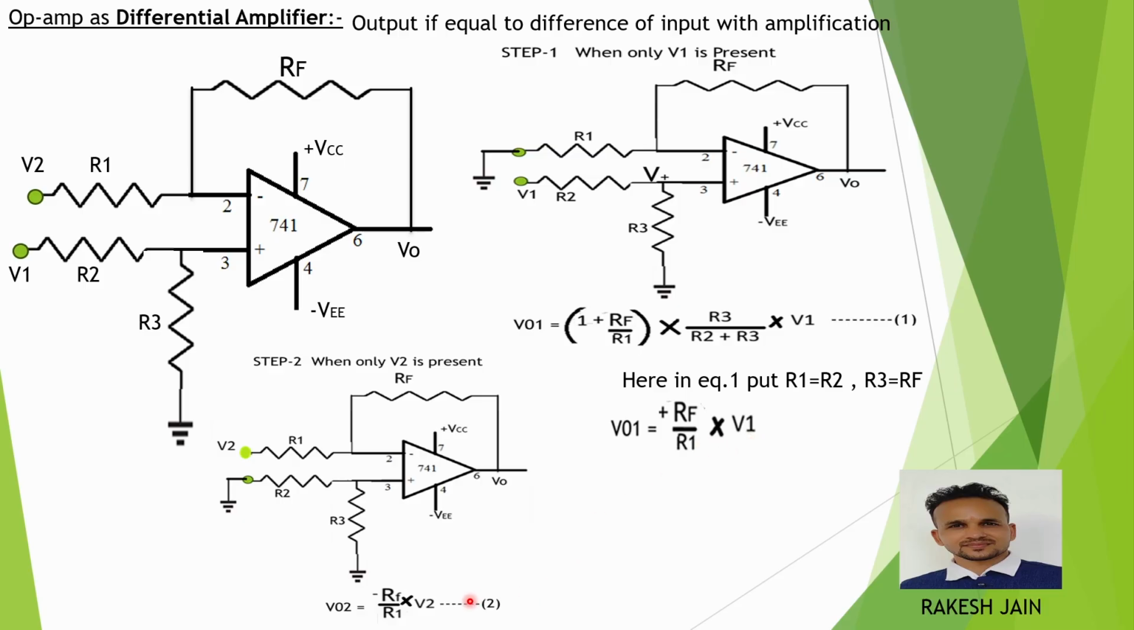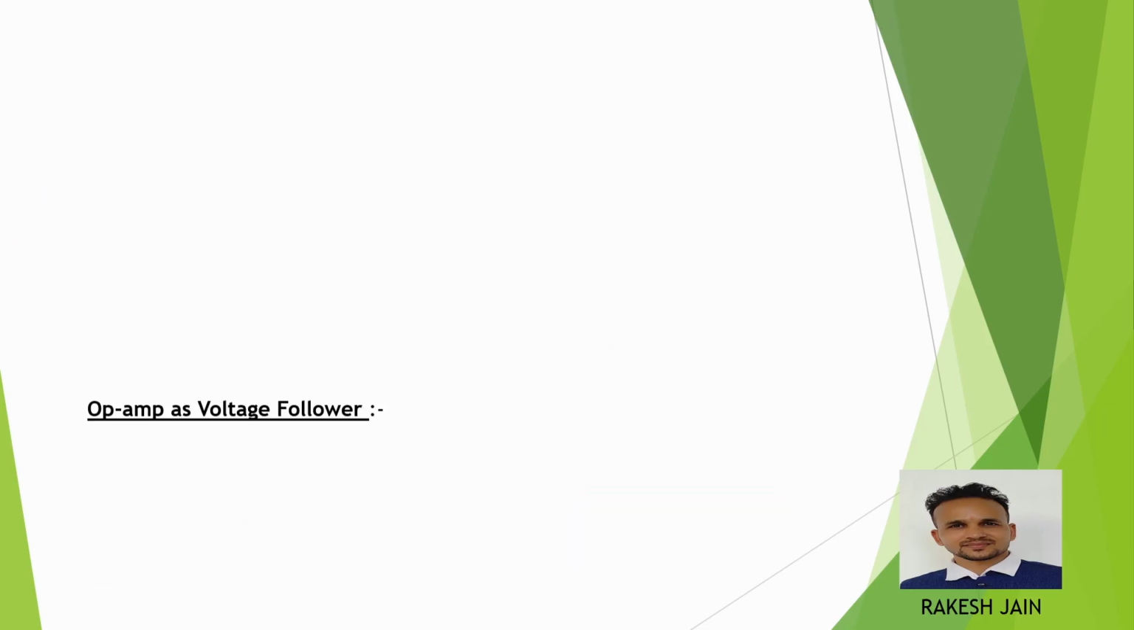And similarly, what is the output voltage second? Minus RF by R1 multiplied by V2. This one is now equation number 3. So output is the sum of both of these equations, V01, that is here equation number 3, plus V02, that is equation number 2. So the final output is equal to the difference of these two inputs but multiplied with a gain factor RF by R1. So this one is the final equation for the operational amplifier as a differential amplifier.